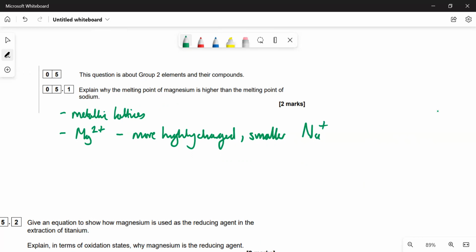Okay, so that means it's got a higher charge density. So that means the attraction for the ions to the delocalized electrons is going to be stronger.